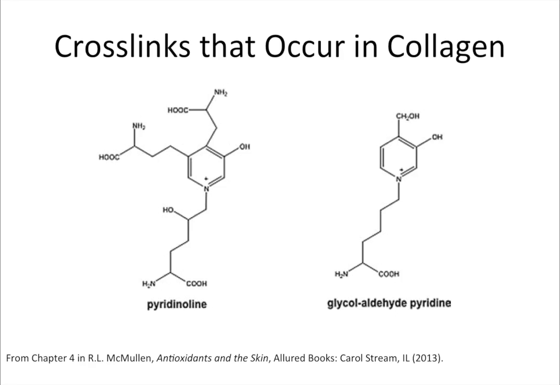And here we show 2 other molecules that are important in collagen crosslink structure: pyridinoline and glycolaldehyde pyridine. These are also important structures that basically provide cross-linking points between the triple helices.